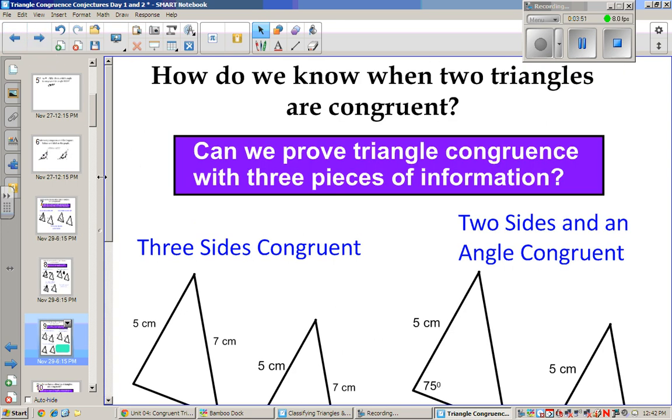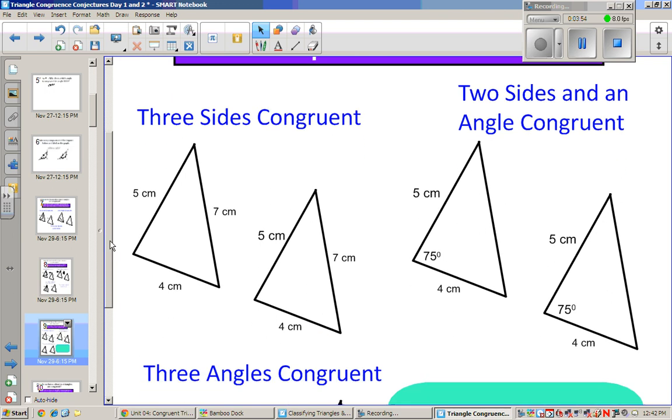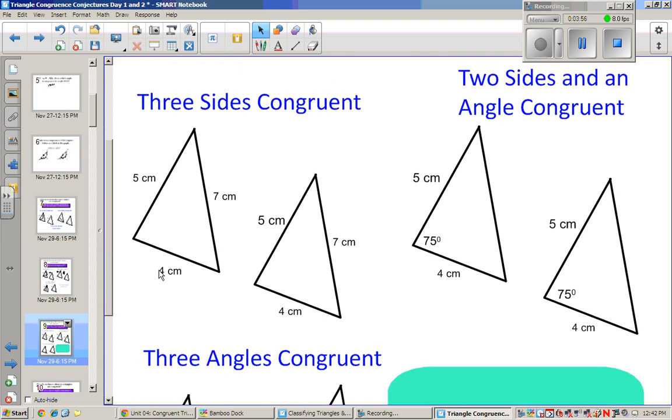What about 3 things? Now if I have 3 sides, 5, 4, and 7, this has to be 5, that has to be 4, and that has to be 7. Is there any way we can move these sides and make a triangle that's different from this one? Well, if we did, it would somehow be able to flip back on this. So if you have all 3 sides congruent, this would prove congruence. There's no way that you can connect them in any other way except the way that we have them here.